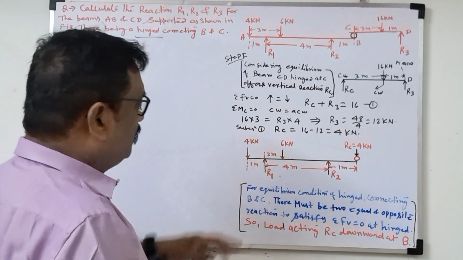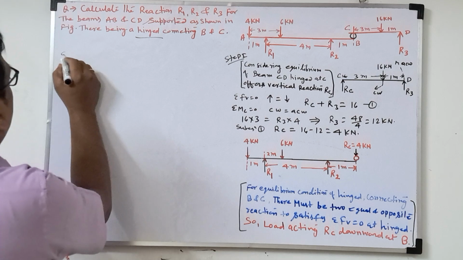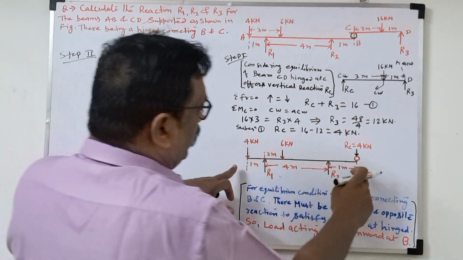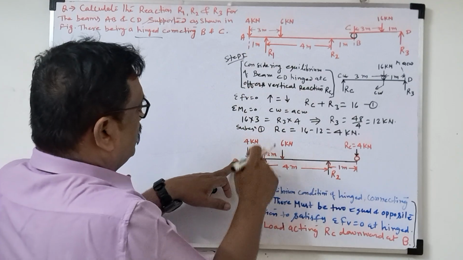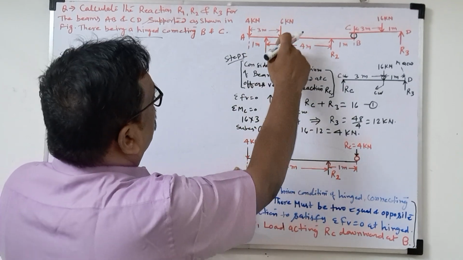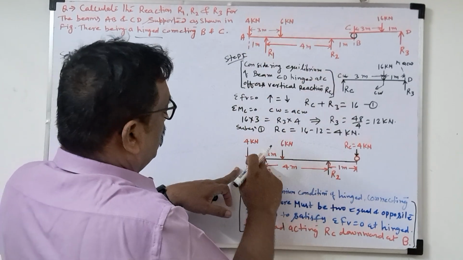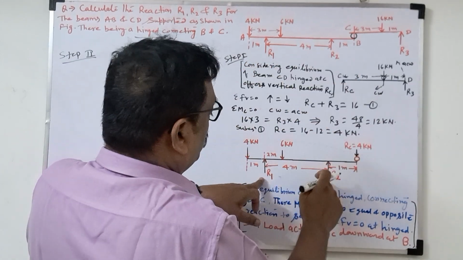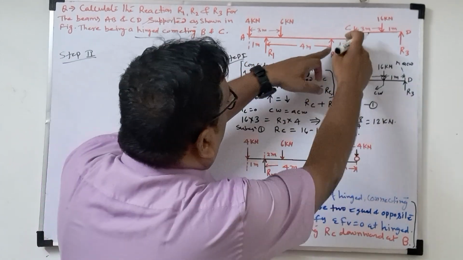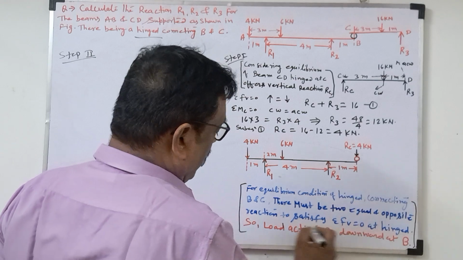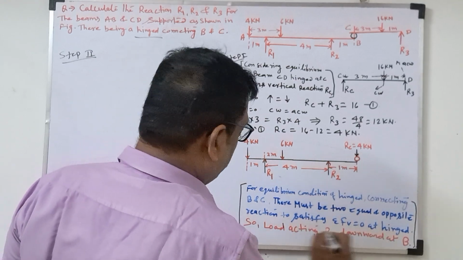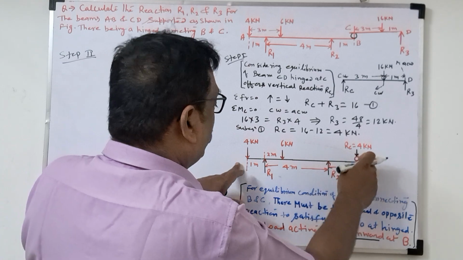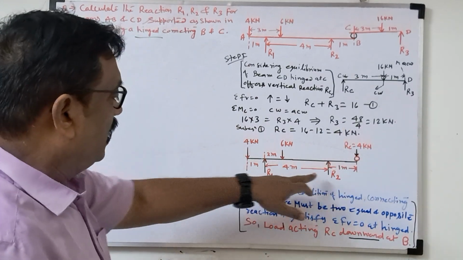We got it. Now what do we take in step 2? Step 2: we draw this beam. It has 4 kilonewton at 1 meter, 16 kilonewton at 3 meter. This is 1 meter, 2 meter, and then the support reactions R1 and R2 are 4 meter apart, and this is a 1 meter gap. And at C, as I wrote here, the hinge force acts in the downward direction. Now we will find the support reactions R1 and R2 here.